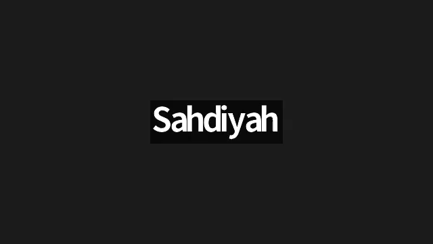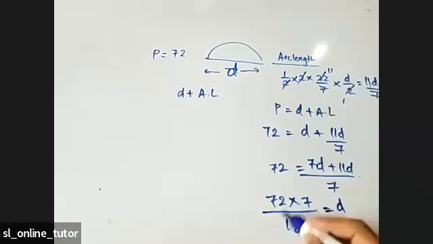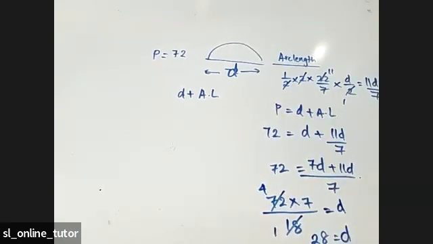Yes, 6 times is okay. Directly by 18 times table means 18 times 4. So 4 times 7 is 28. Diameter is equal to how much? 28 meters. Diameter is equal to 28 meters.